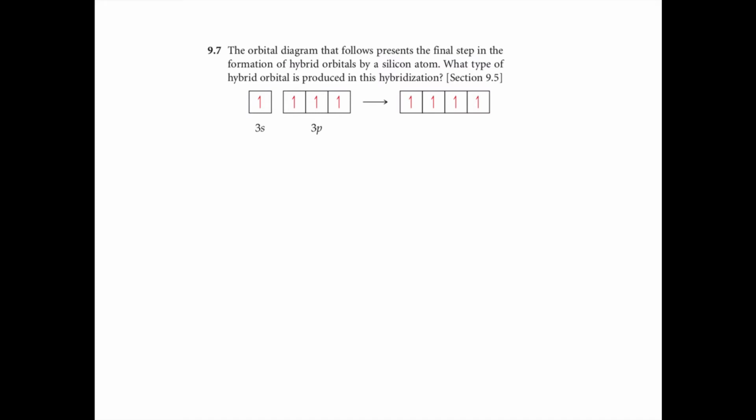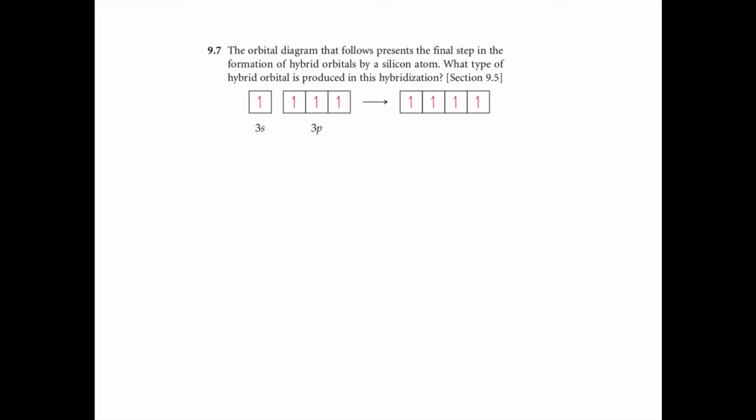The hybrid orbital diagram that follows presents the final step in the formation of hybrid orbitals by silicon atom. What type of hybrid orbital is produced in this hybridization? All right, so what they've done is they promoted an electron from the 3s up to the 3p to get 4 half-filled orbitals, and now they're going to mix all 3 p's with the s to make 4 hybrids.